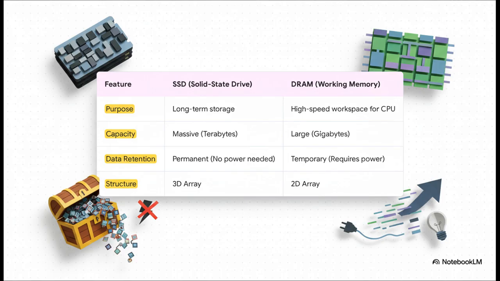And the real secret sauce behind the speed, it's all about structure. An SSD is a dense 3D stack, which is awesome for cramming in tons of data. But DRAM is a flat 2D grid. That structure lets it access any single piece of data almost instantly. That's the key right there.